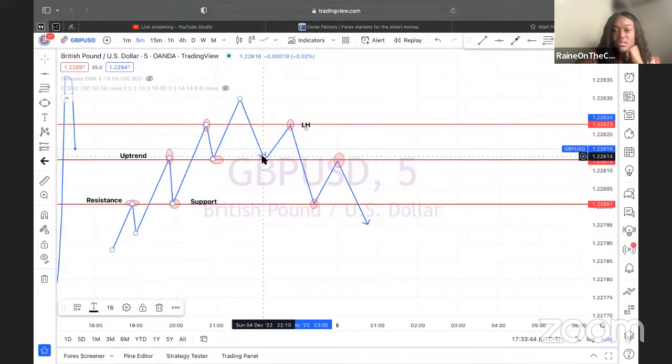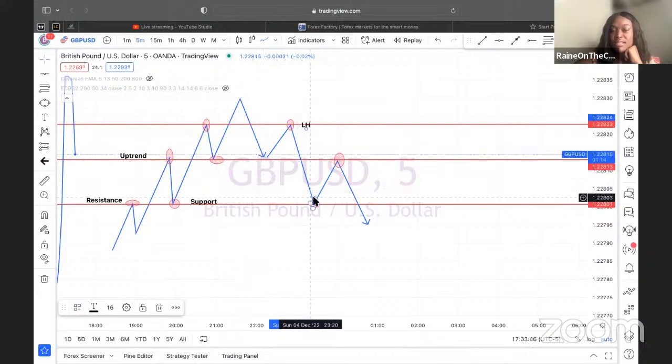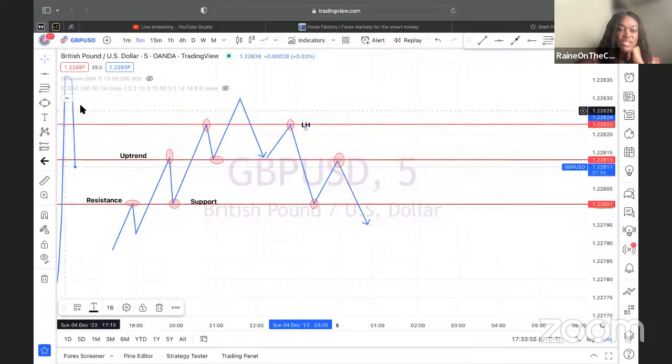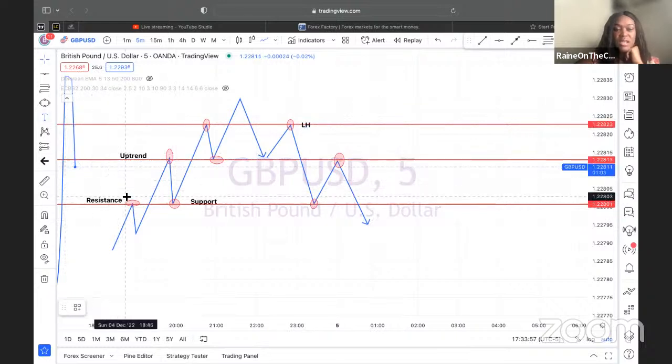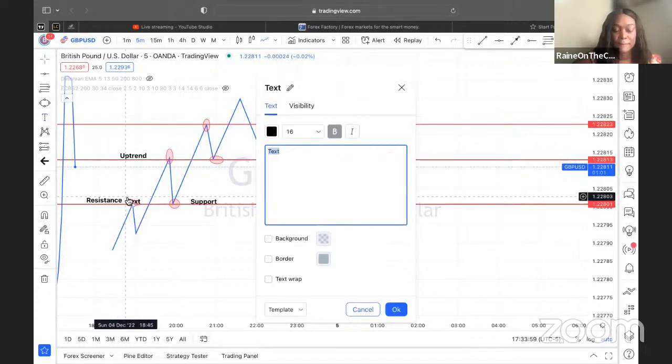And this was the low. And this is the lower low, lower high, lower low. Let me actually label these. All right, so higher high.